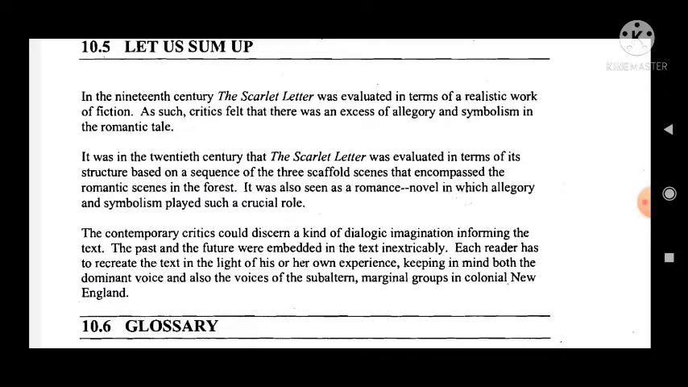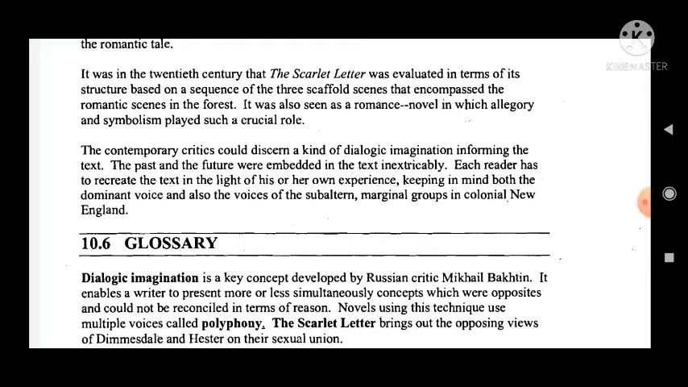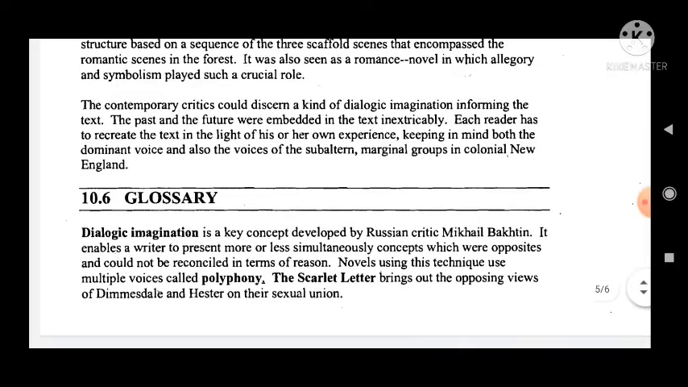As such, critics felt that there was an excess of allegory and symbolism in the romantic tale. It was in the 20th century that The Scarlet Letter was evaluated in terms of its structure, based on the sequence of the three scaffold scenes that encompassed the romantic scenes in the forest. It was also seen as a romantic novel in which allegory and symbolism played such a crucial role. The contemporary critics could discern a kind of dialogic imagination informing the text. The past and the future were embedded in the text inextricably.